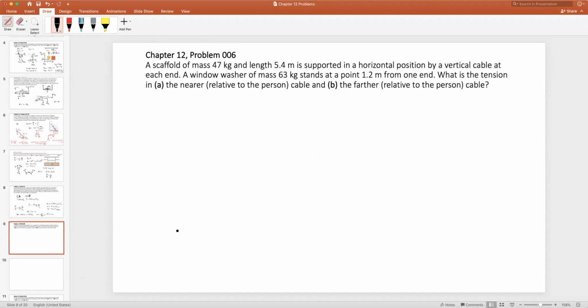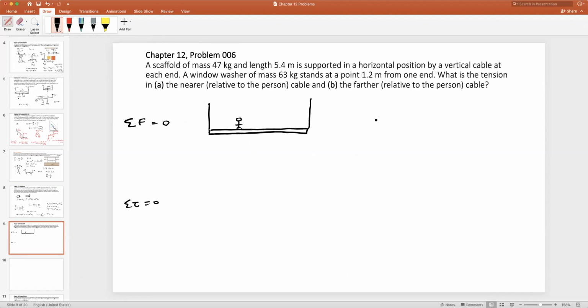So let's go back to problem 6. As we did before, with equilibrium problems, you have to start off by finding the sum of the forces and setting it equal to 0, and the sum of the torques and setting that equal to 0. So we have a scaffold, and it has a wire, and it has a wire, and we have a guy standing here.